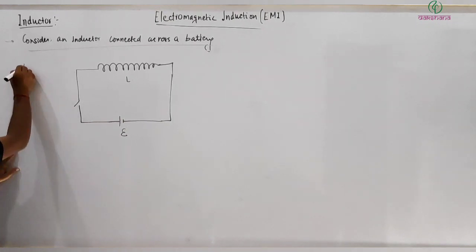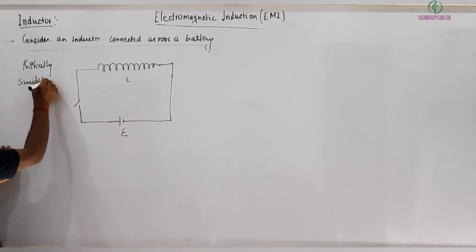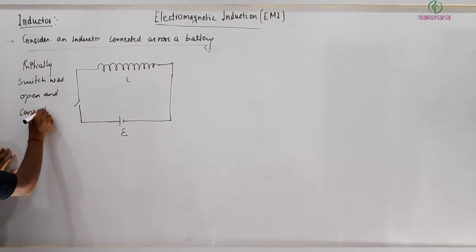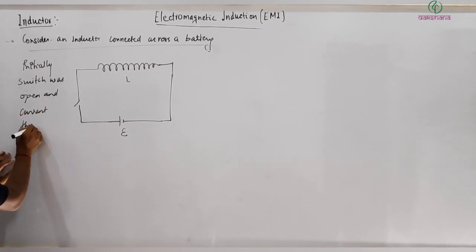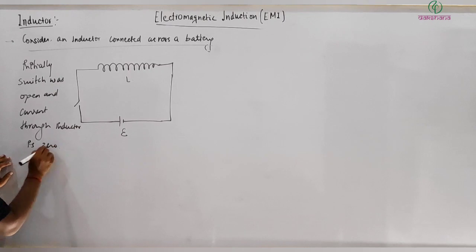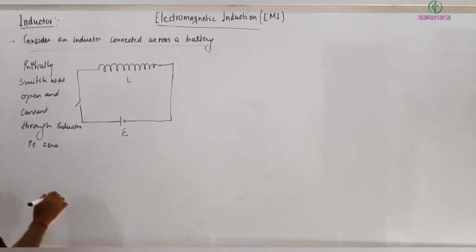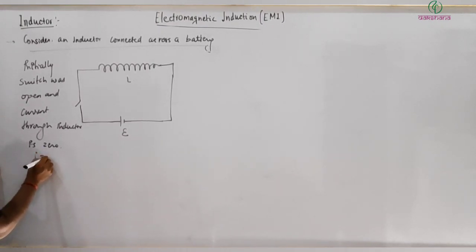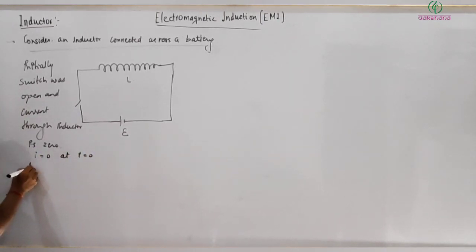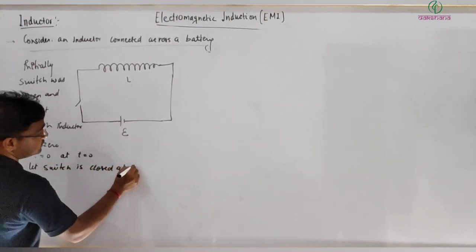Initially, the switch was open and current through the inductor is 0. So this is the information given to us. Now this situation I can write basically I is equal to 0 at t equal to 0, because it's given, right? And let the switch be closed at t equal to 0.